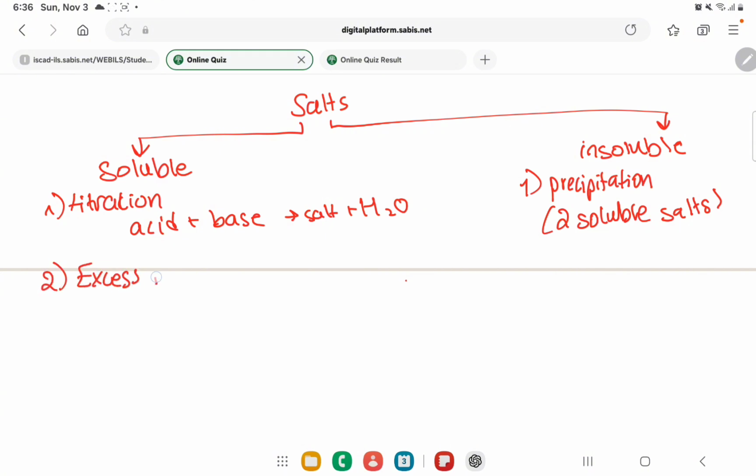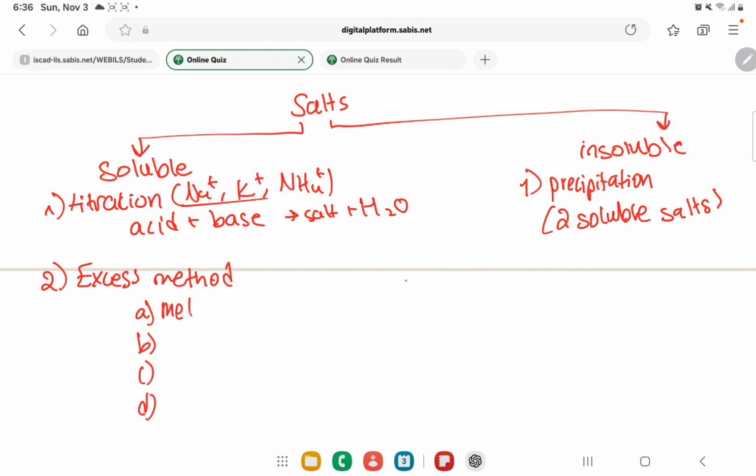or you can use the excess method. By the way, titration only works with Na plus, K plus, and NH4 plus, and basically the alkali group. You know it in the periodic table. I'll show you one sec. So anyways, excess method, we have like 4 ways, A, B, C, D.